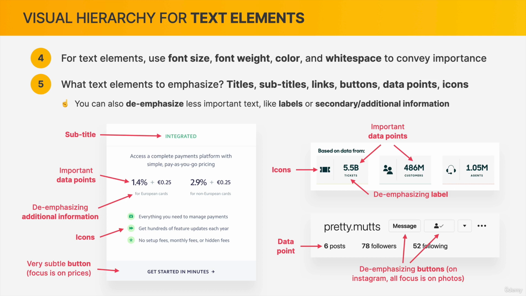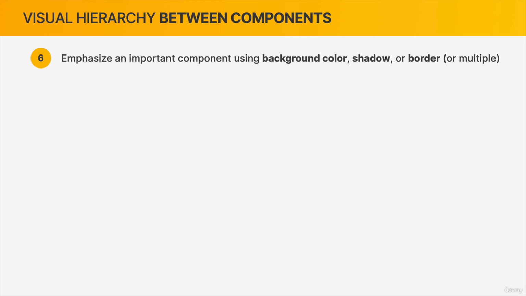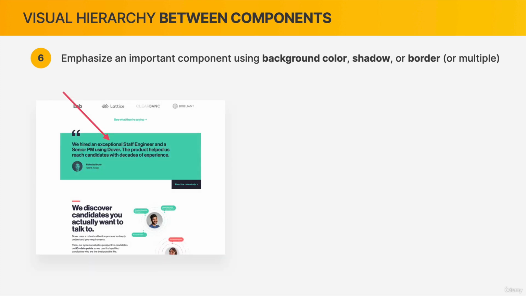All right, so that was a lot to take in about visual hierarchy for text elements, but we're not done yet, because now we need to talk about visual hierarchy between components. So that's also super important. And by components, essentially I mean groups of elements or big areas of content. So let's focus now on establishing visual hierarchy between components. And the way we do that is through a combination of background colors, shadows, and border.